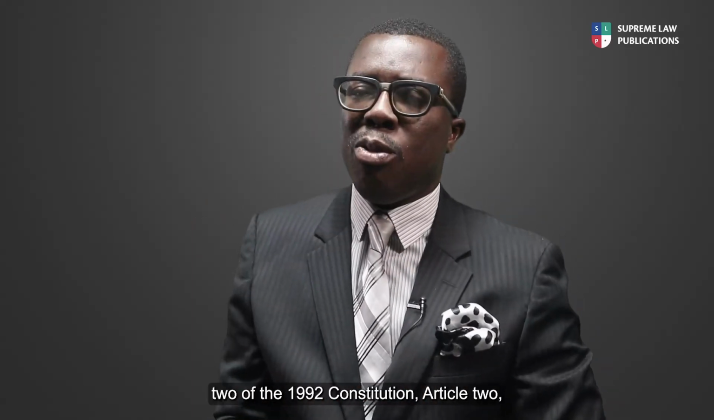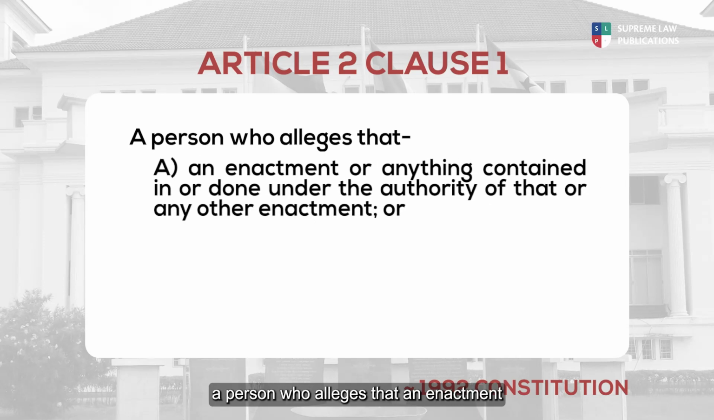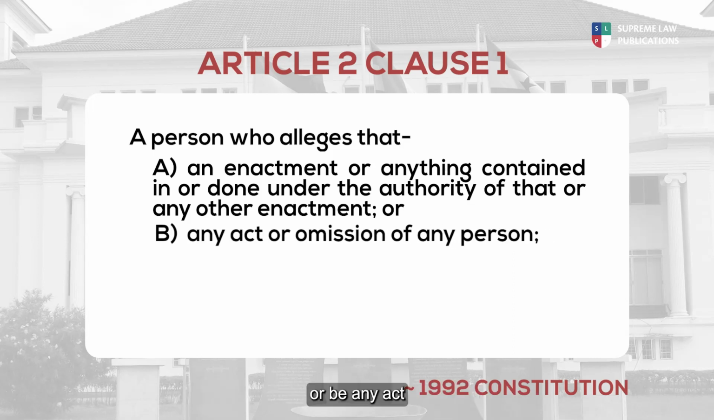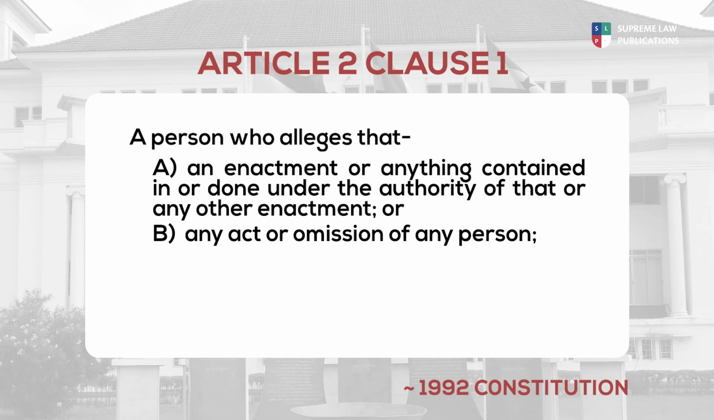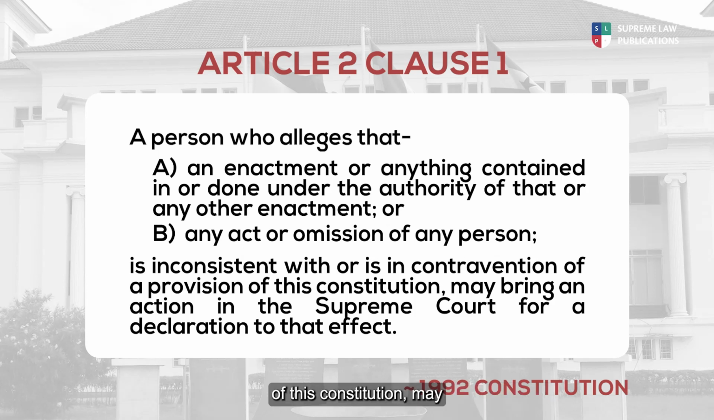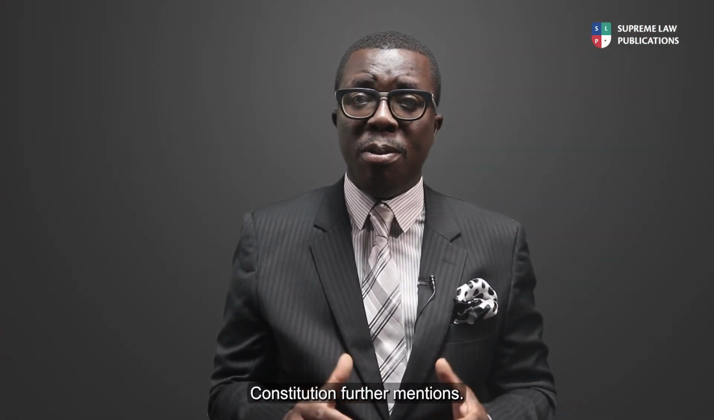Let's see under Article 2 of the 1992 Constitution. Article 2, Clause 1. A person who alleges that A, an enactment or anything contained in or done under the authority of that or any other enactment, or B, any act or omission of any person, is inconsistent with or is in contravention of a provision of this Constitution, may bring an action in the Supreme Court for a declaration to that effect. Did you see what Article 2 of the 1992 Constitution further mentions?